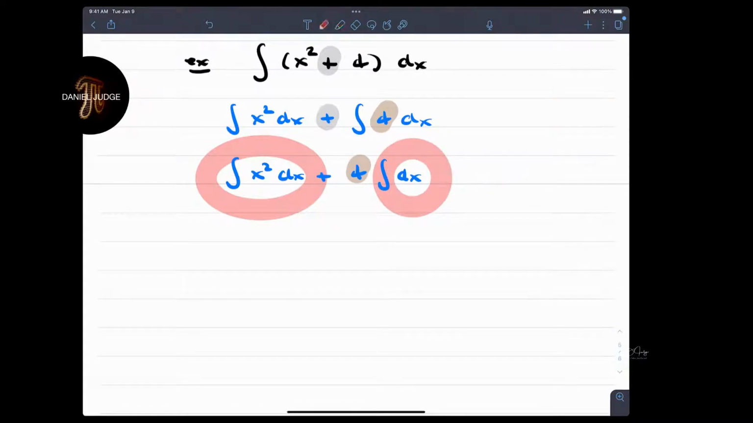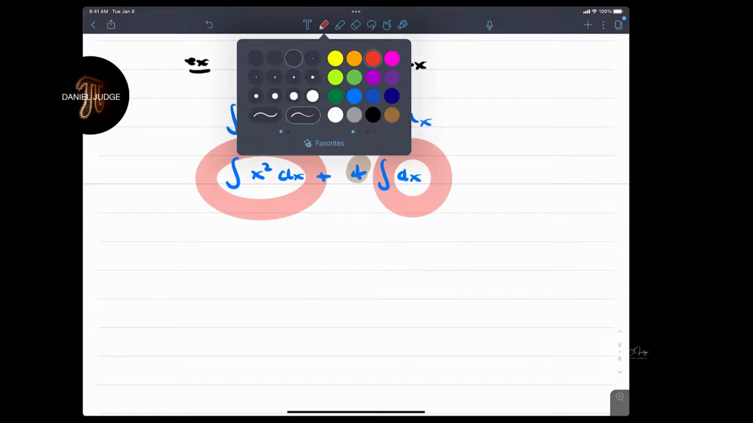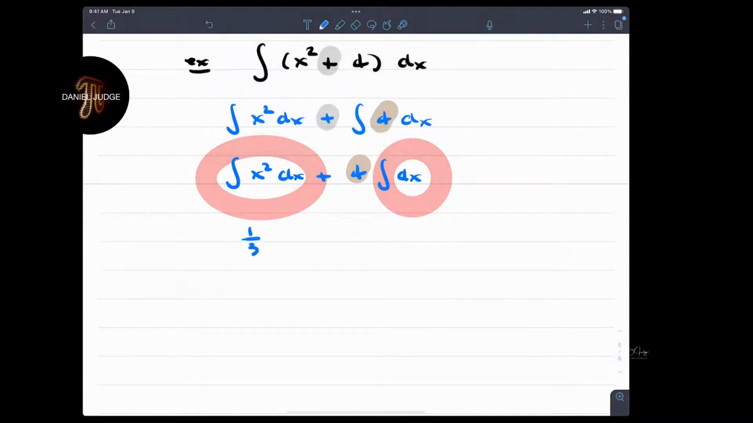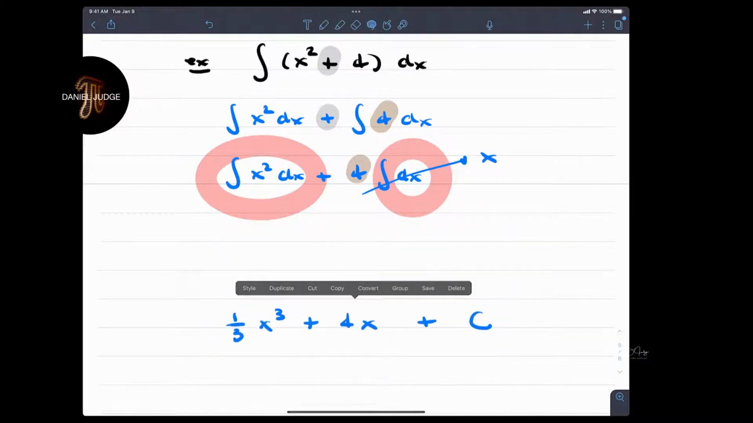Okay. The first integral, by power rule, one-third x cubed plus 4x. The integral of dx, this integral, is x. Now you can put this plus c at the end of the day there. You don't have to put your c1s and c2s. And so this is how you get your answer here.